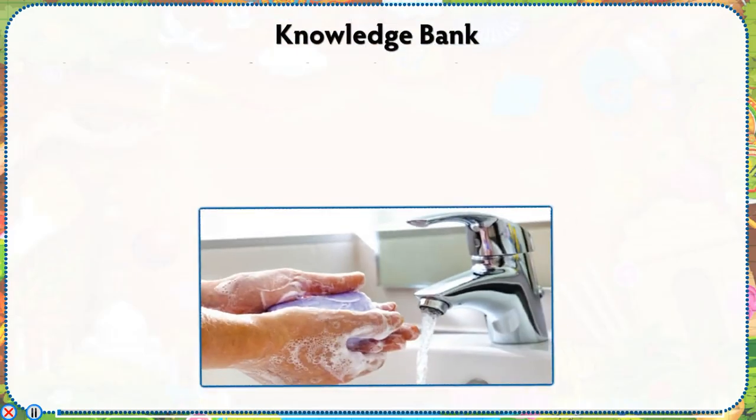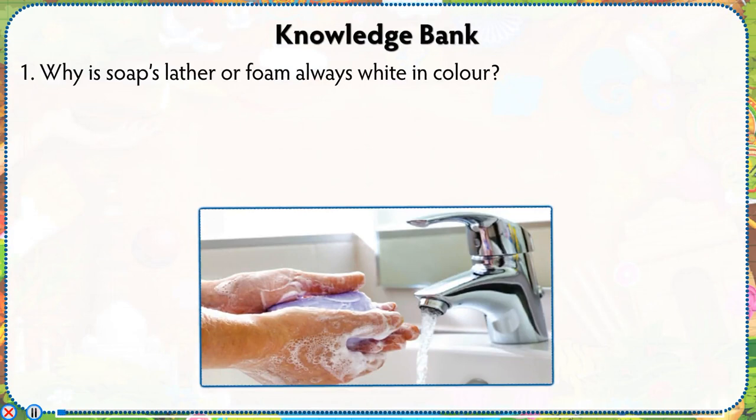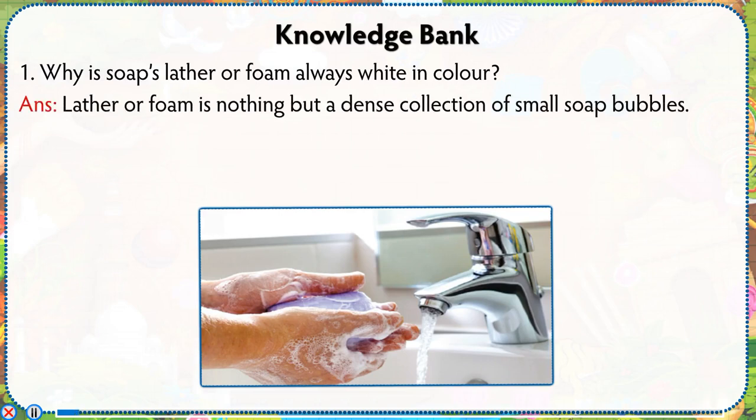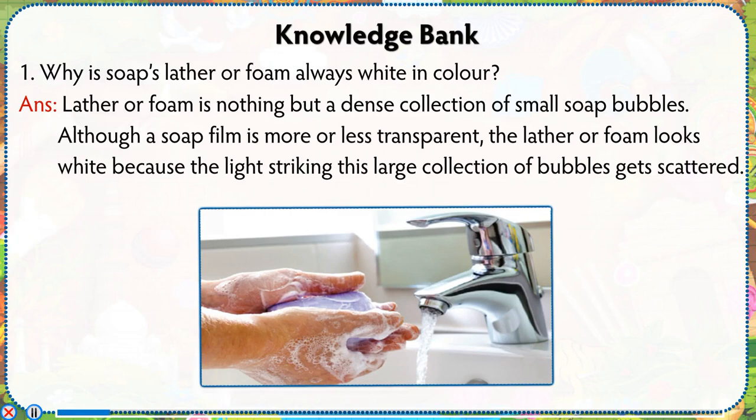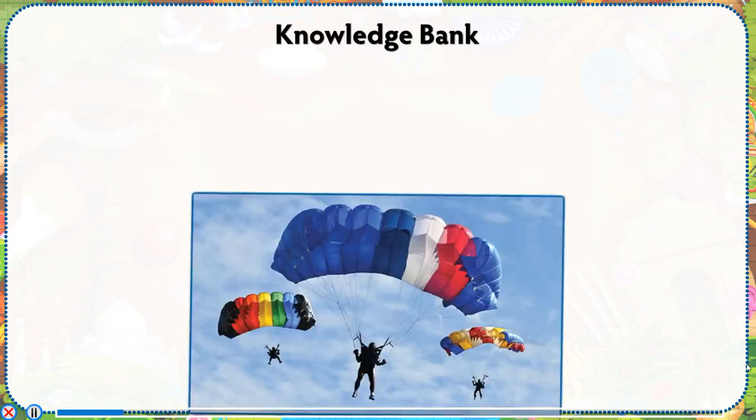Knowledge Bank. First, why is soap's lather or foam always white in color? Answer: lather or foam is nothing but a dense collection of small soap bubbles. Although a soap film is more or less transparent, the lather or foam looks white because the light striking this large collection of bubbles gets scattered.